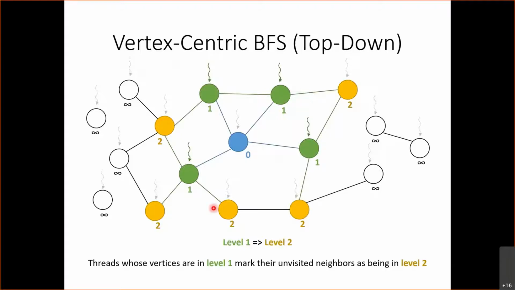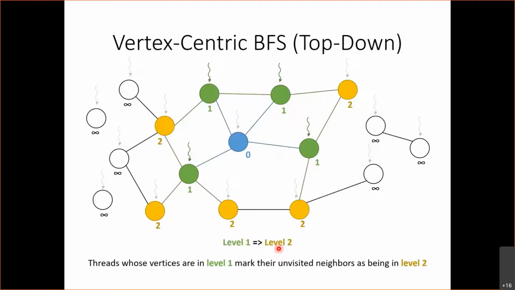All right, so this is how the vertex-centric top-down BFS works. Each thread will find if its vertex is in the previous level. In this case, that's level 1. And if it is, it's going to go through its neighbors, and if they're not visited, mark them as being part of level 2, which is the current level. Okay, so having said this, let's go and implement this using CUDA.